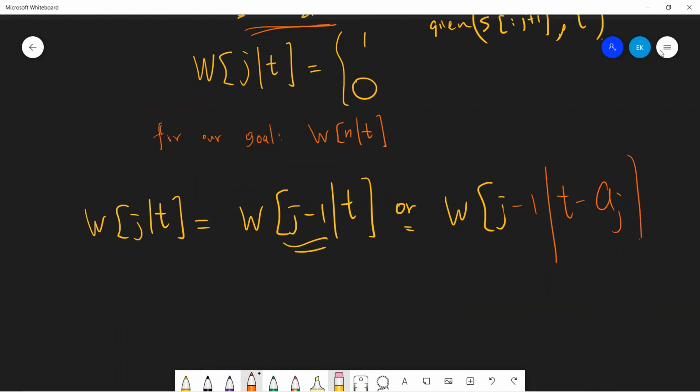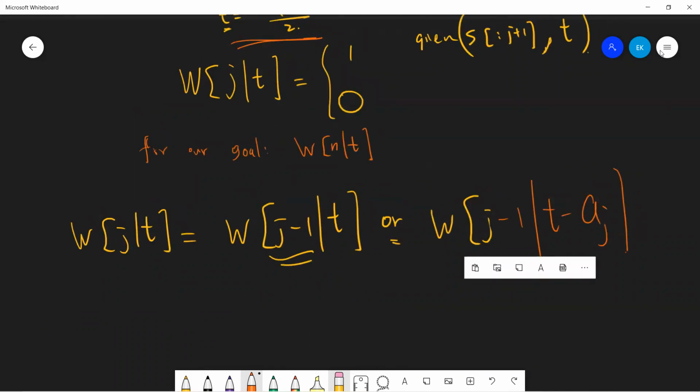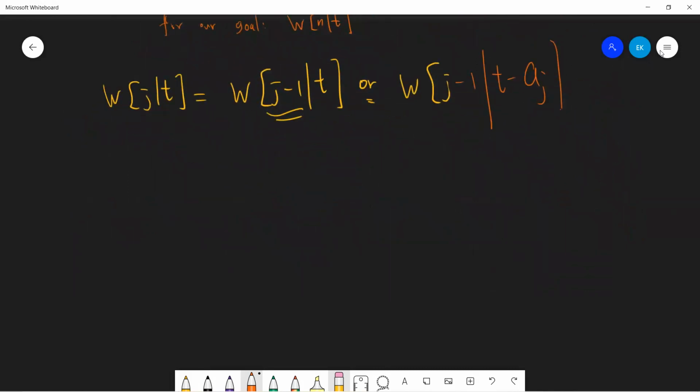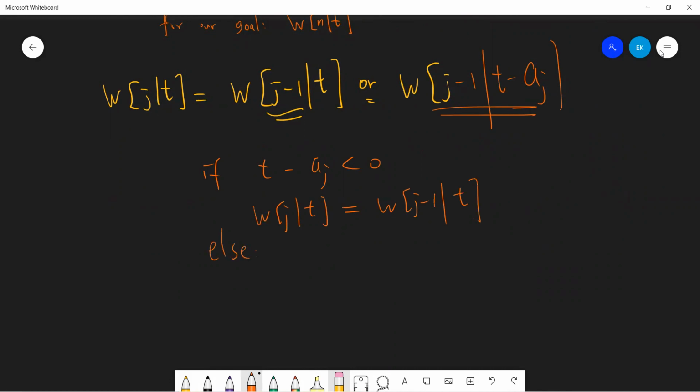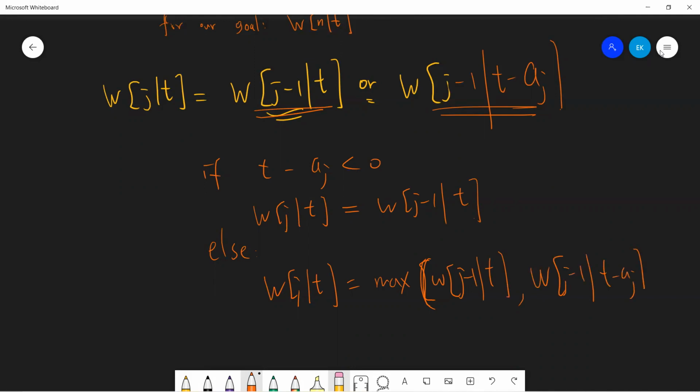Okay, but we can split into two conditions. So basically, you can say if t minus aj is less than 0, then there's no way, right? So then w of j and t is easy to update by w of j minus 1 and t. Else means that you need to consider both, right? But in our answer, this must be 1 or 0, right? So you can just say w of j and t equals the max of w of j minus 1 and t, and w of j minus 1 and t minus aj.